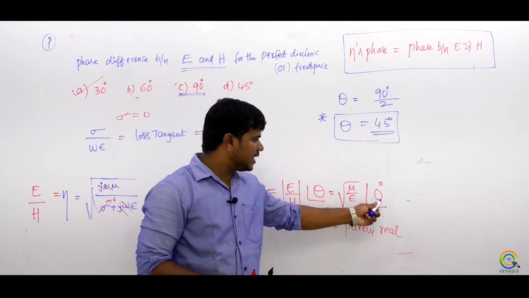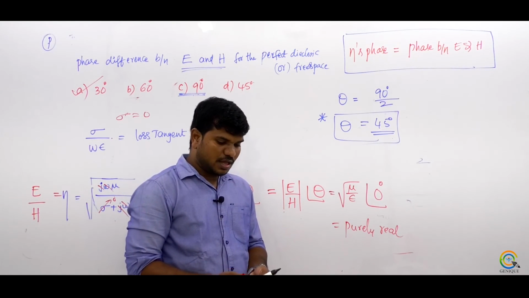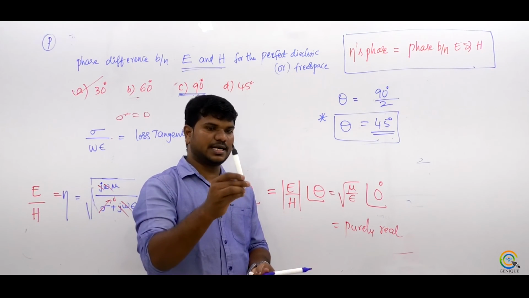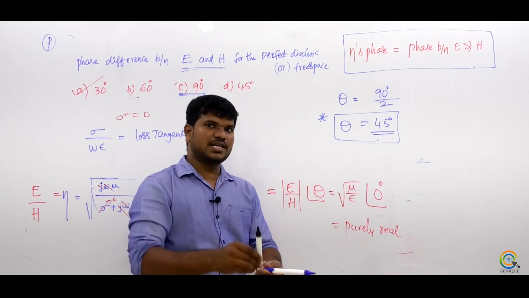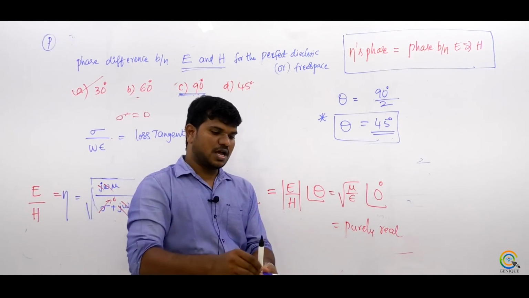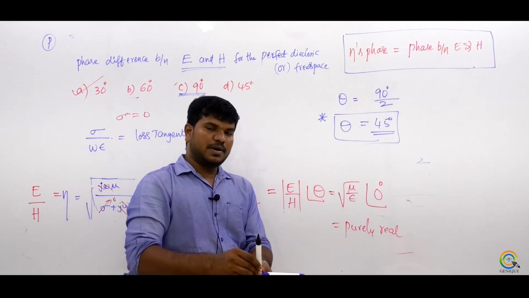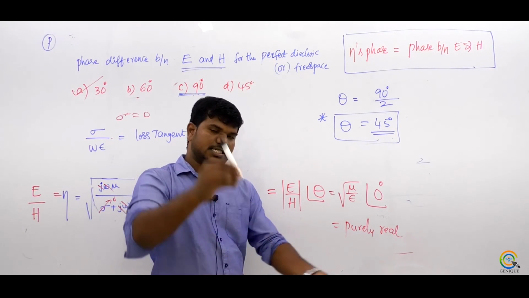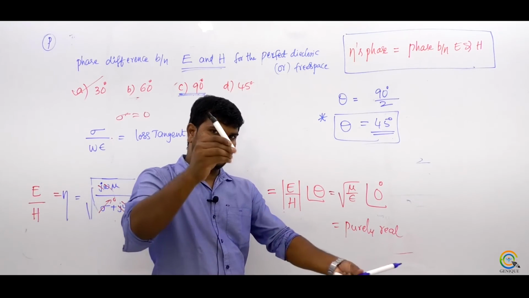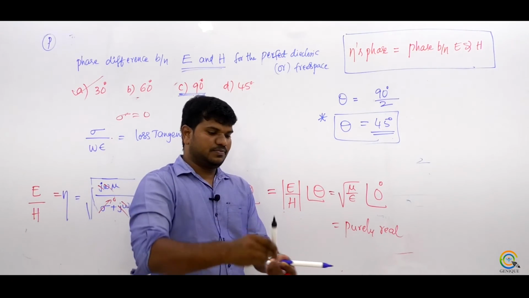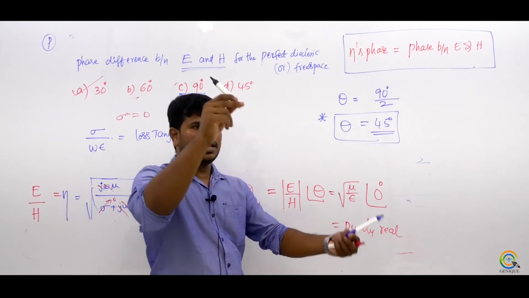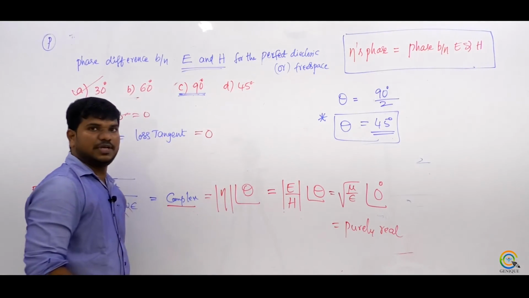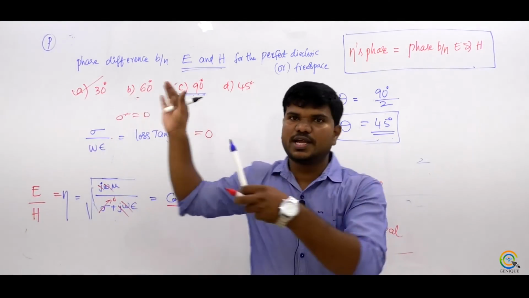The phase difference between E and H is 0 means what? How will the electric and magnetic field be? They will always be in phase. They will be perpendicular to each other, but they are reaching and leaving the axis at the same time. So this is the meaning of the phase difference between E and H. So this much story is present in this.